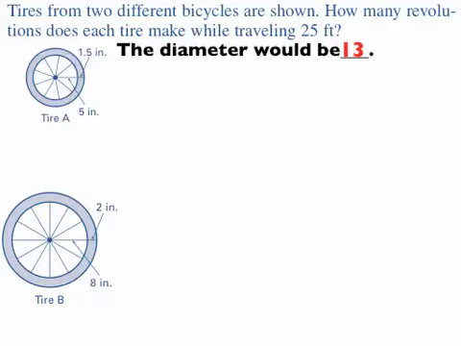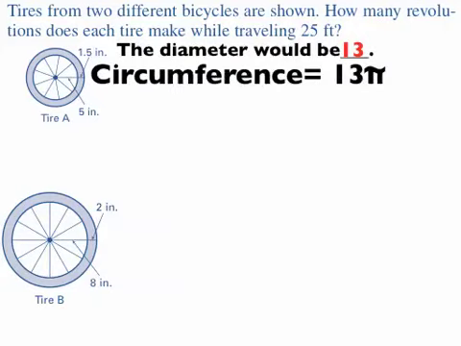This asks us to find how many revolutions. Revolution means how many times it can go around to travel 25 feet. Notice these measures are given in inches. That's going to be important. I know that the circumference of this would be 13 pi. And when I multiply 13 pi, I get 40.82 inches. Now, that means each time that this wheel or tire makes one revolution, it's going to travel 40.82 inches.